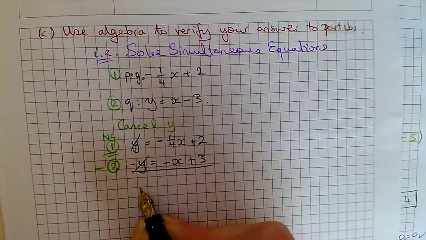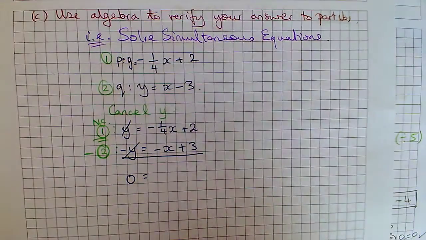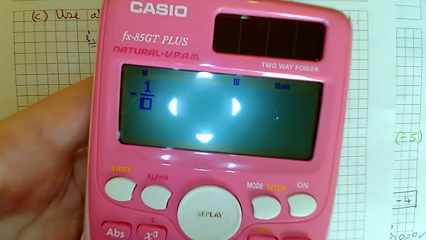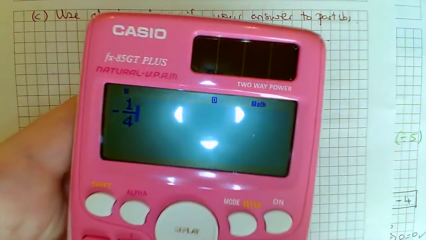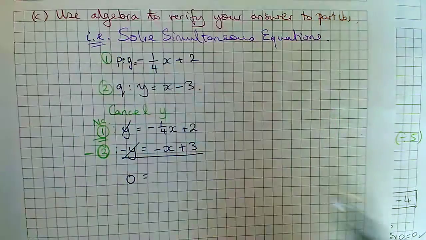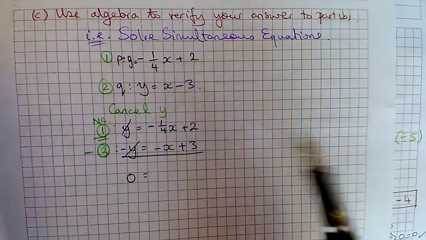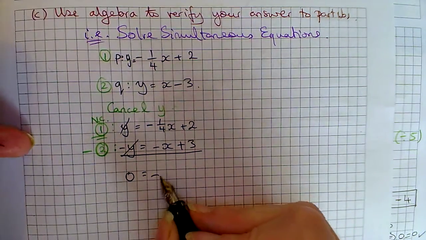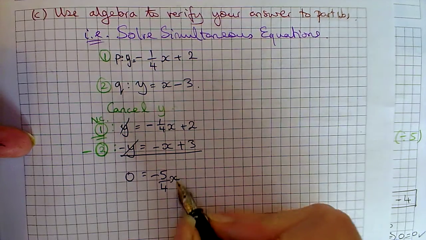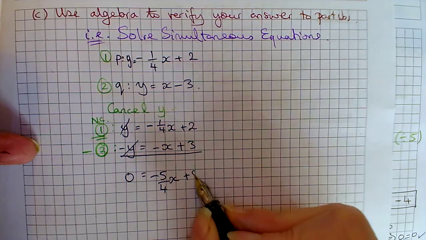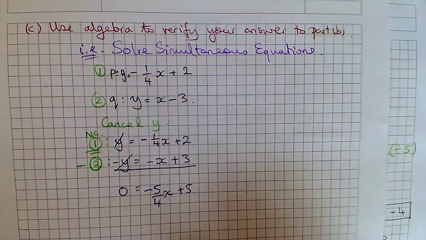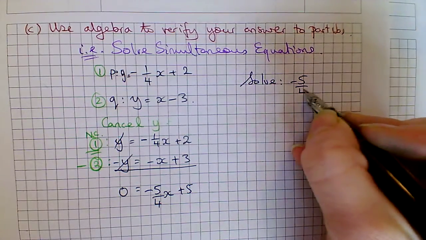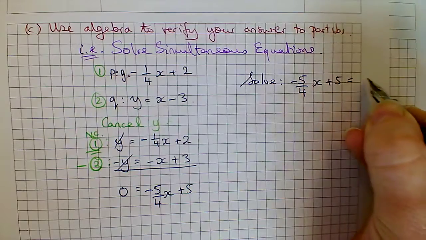The y's cancel and they leave me with 0. What am I going to do here? I have negative 1/4, take away 1. Minus 1/4 minus 1. It's just the coefficients that I put together, and that gives me minus 5/4. So minus 5/4x, 2 plus 3 is 5, and this is the equation that I have to solve. So I'm going to solve minus 5/4x plus 5 equals 0.